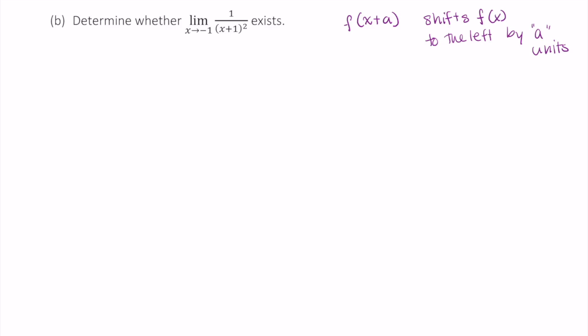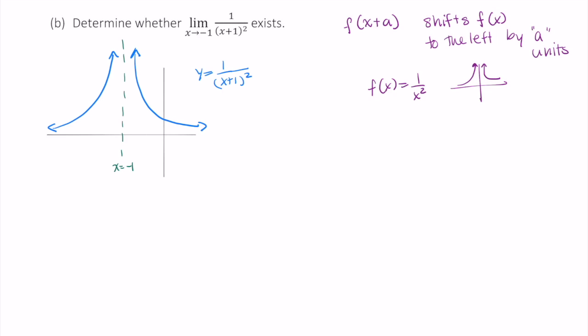Now, what is f of x in this case? The unshifted version of this is f of x equals 1 over x squared, and that looks something like this. So if you notice, this function blows up to infinity right here at the y-axis. So now we want to shift this 1 unit to the left. So rather than blowing up to infinity about the y-axis, it's going to blow up to infinity about the line x equals negative 1. So here you can see the graph of 1 divided by x plus 1 quantity squared in blue. And I also sketched out in this green dotted line its vertical asymptote.